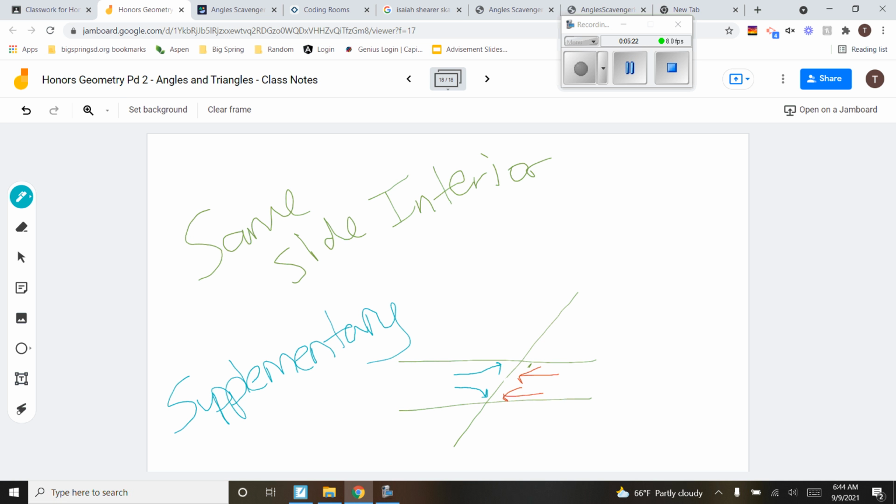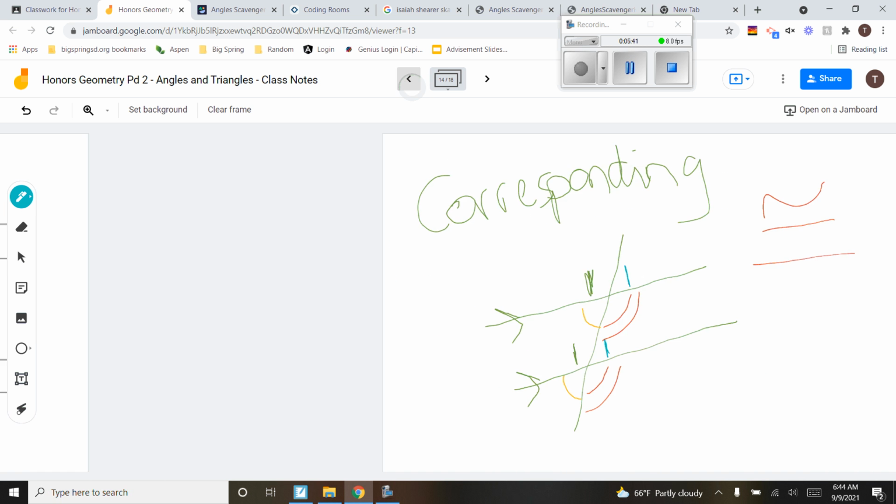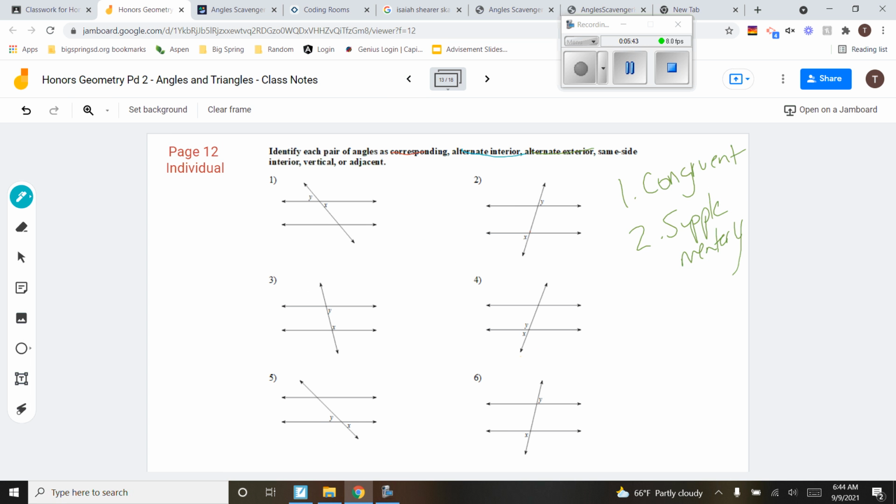And that brings up a good point. If you have one that's acute and the other one's acute and you know the lines are parallel, then they're going to be congruent. Likewise, if you have one that's obtuse and another one that's obtuse, as long as the lines are parallel, they're going to be congruent. If you have an acute and an obtuse, then you know they're going to be supplementary. You will also sometimes see same side interior called consecutive interior.